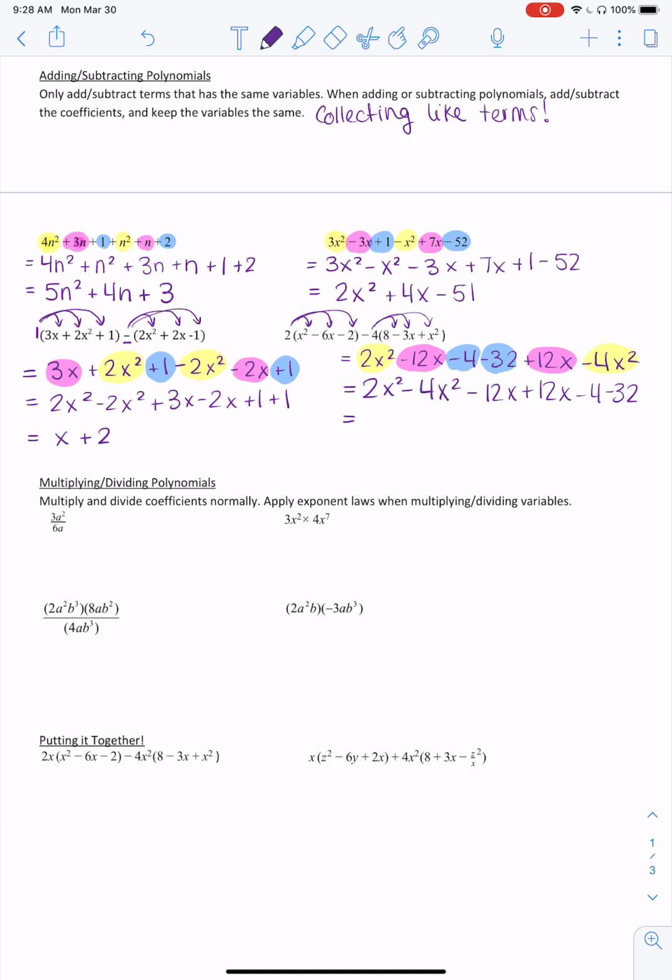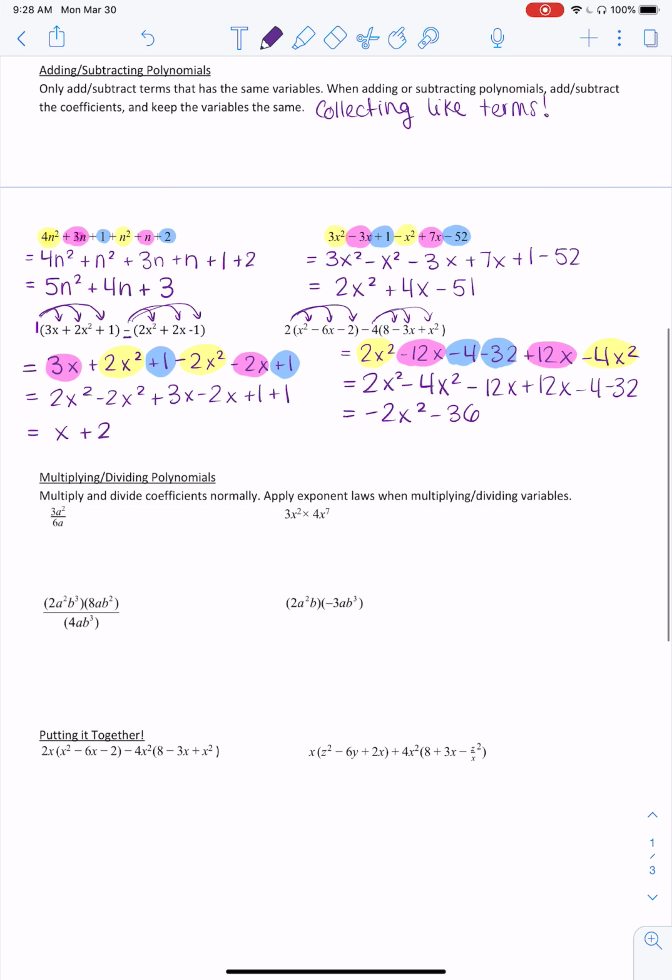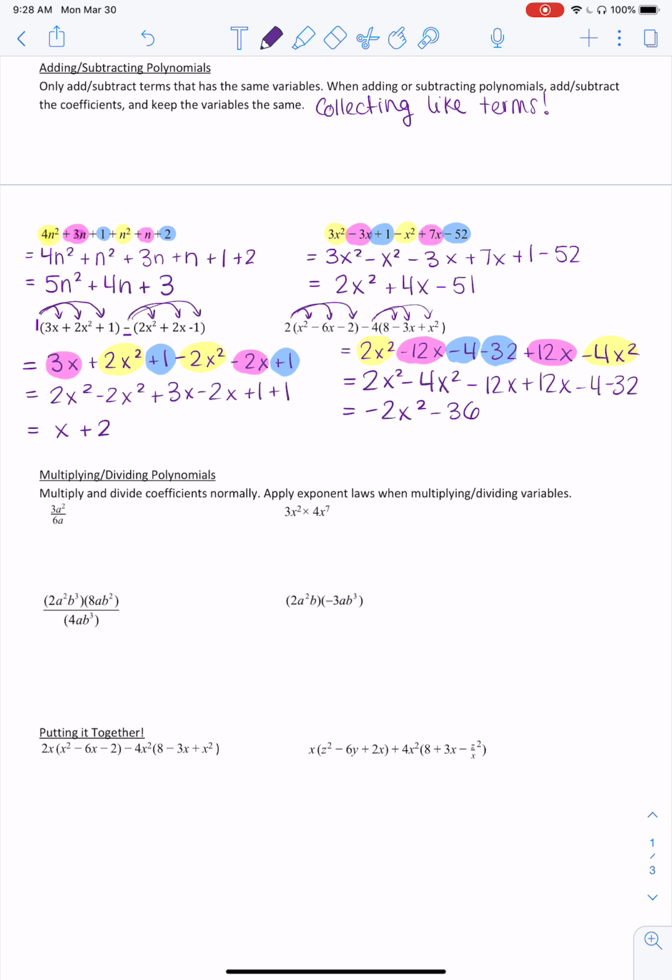And now I can collect those like terms. So 2x minus 4x is negative 2x. Negative 12x plus 12x is 0. And then 4 minus 32 is negative 36. So hopefully that's coming back from grade 9.